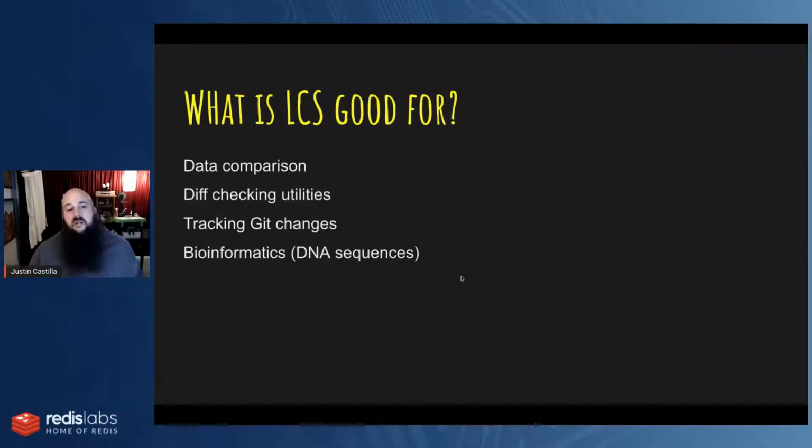So what is it good for? Data comparison. You can see the similarity between two strings, which is interesting in a lot of different ways. We can do diff checking. That's what diff checking utilities are based off of, I believe. Tracking Git changes. And one of the bigger ones is for bioinformatics for DNA sequences.